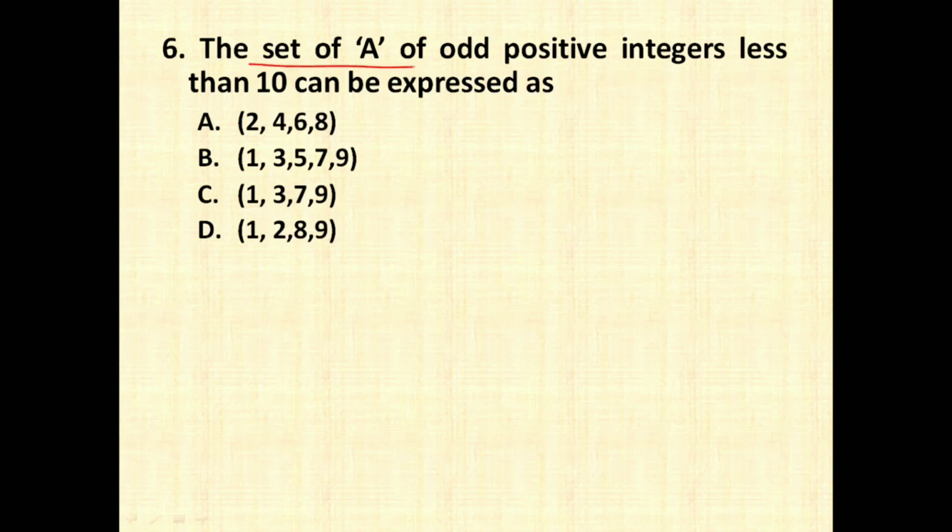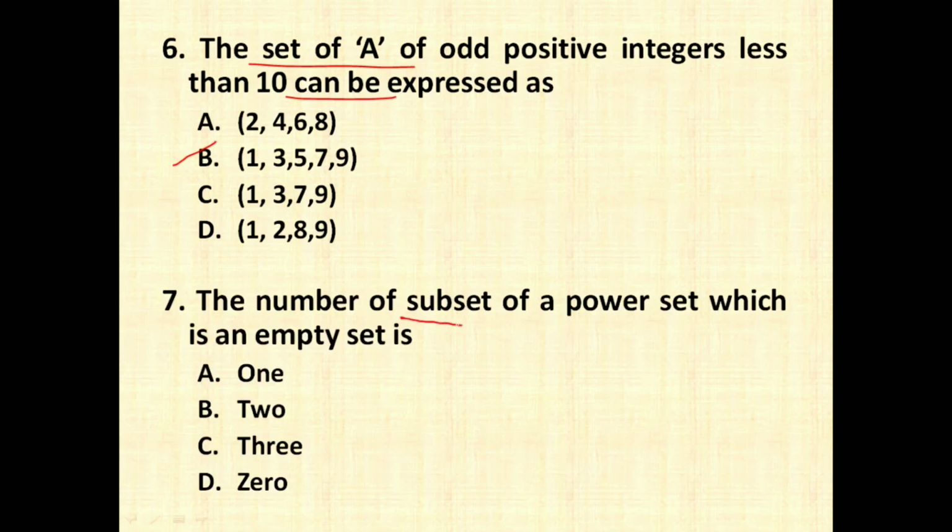The set A of odd positive integers less than 10 can be expressed as. So odd numbers which are less than 10 can be seen in option number B, that is 1, 3, 5, 7, 9 are all odd numbers and all odd positive numbers less than 10.